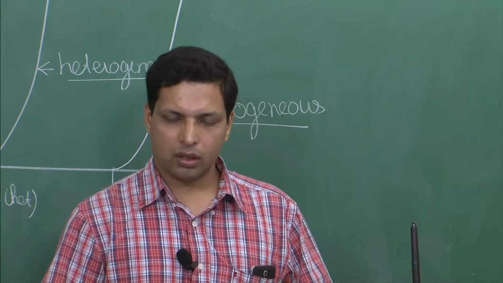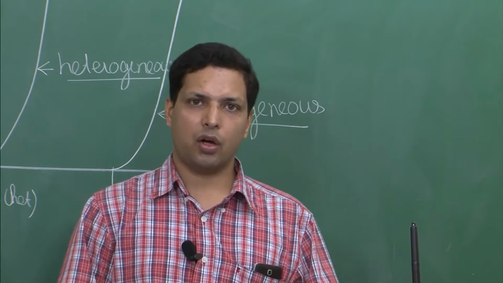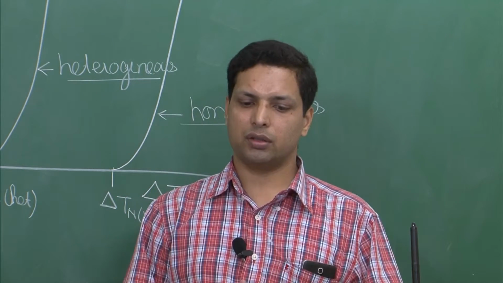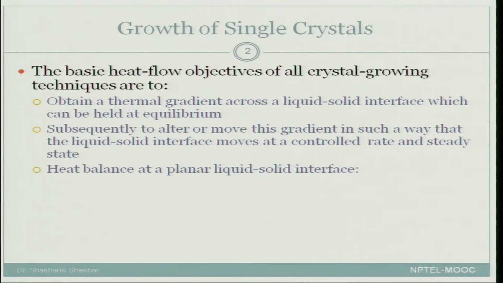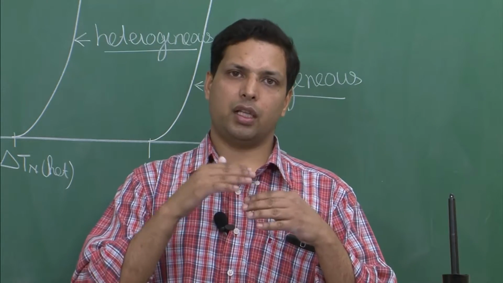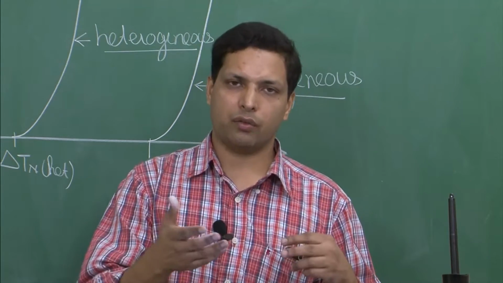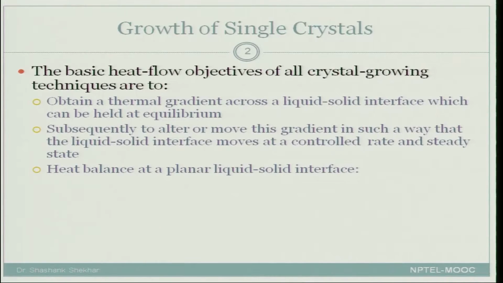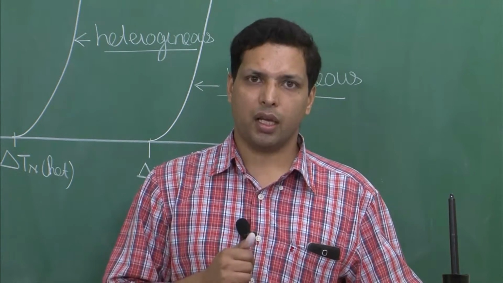So let us start with single crystal. Now in a single crystal, how will you have the growth, or what will be the heat flow that will promote the growth of single crystals? Now when you are trying to grow a single crystal, the basic heat flow objective in such cases is first to obtain a thermal gradient across a solid liquid interface. You remember, when you are growing a single crystal, there will be an interface where on one side you will have solid and on the other side you will have liquid. Now at the interface, the first thing that you want is to have a thermal gradient which is in equilibrium, meaning it is not continuously changing with time. So it should be in equilibrium.